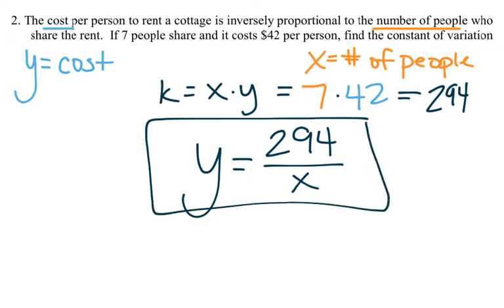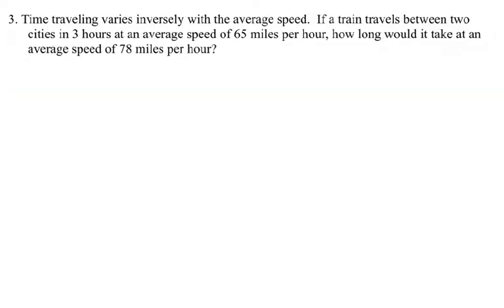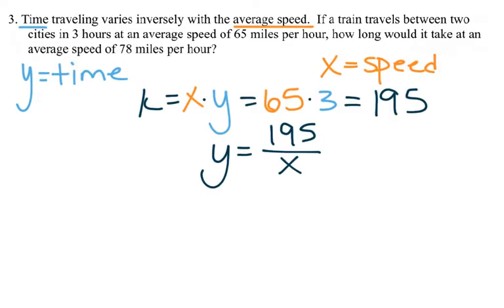Alright, so let's make it a little bit harder, because that's what we do. First thing I want you to do, I want you to find the two things you're comparing. I want you to find the constant, and I want you to write the inverse variation equation. Pause the video and try it in 1, 2, 3. Okay, I'm comparing two things, time and speed. The k I found was 195, so my equation is 195 divided by x.